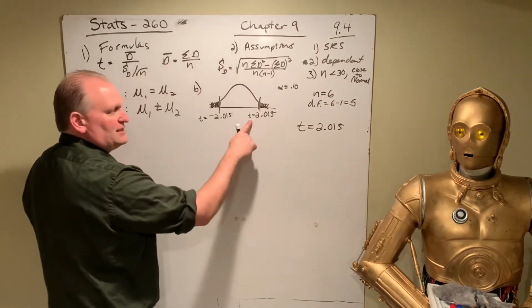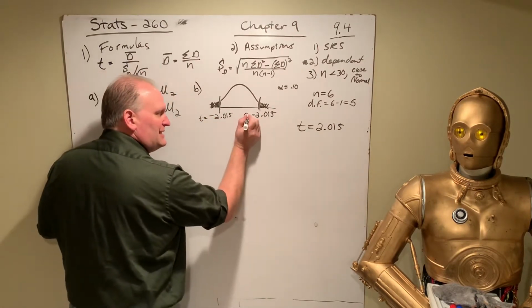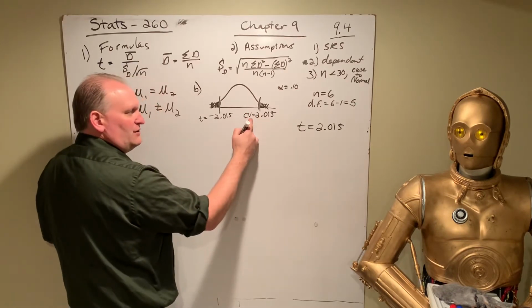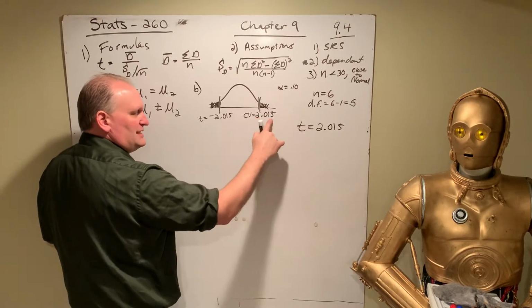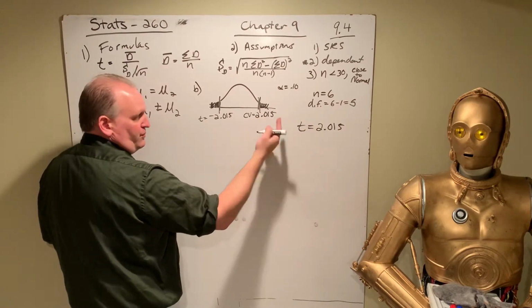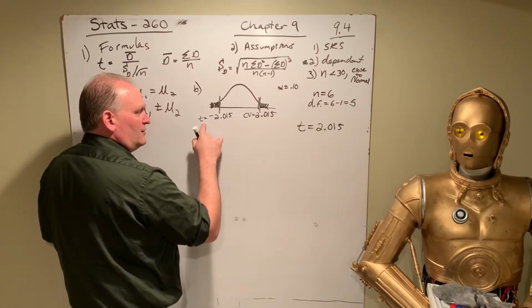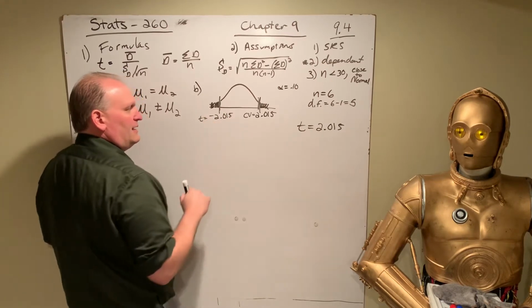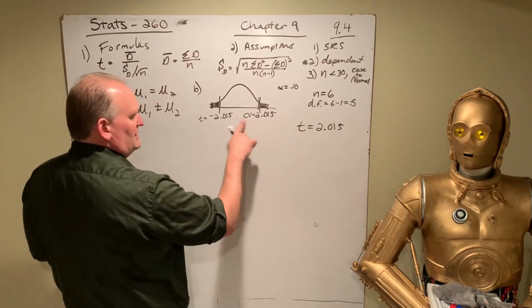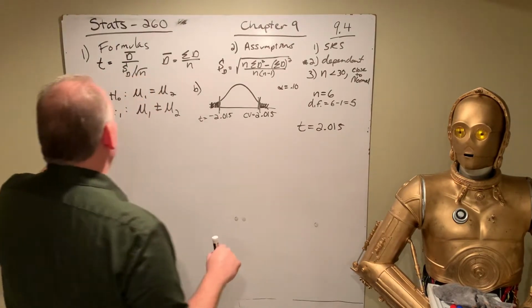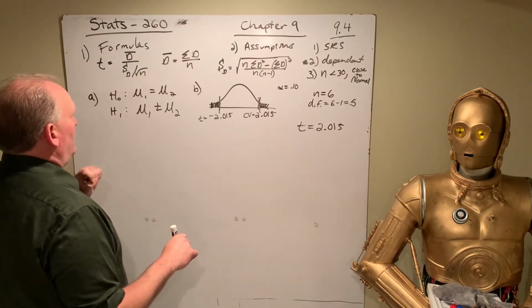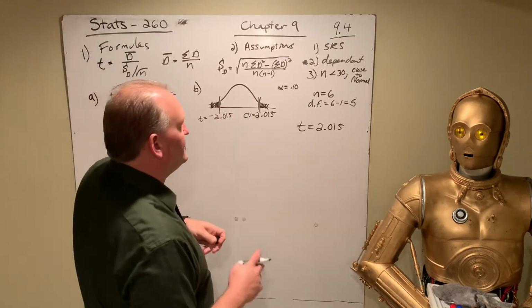So sometimes instead of T there, you'll see a CV. That just stands for critical value. Our critical value, like our t-score, has to exceed 2.015 or be lower than -2.015. Either one is fine, whichever one you like. All right, so we have our hypotheses, we have our pretty picture.